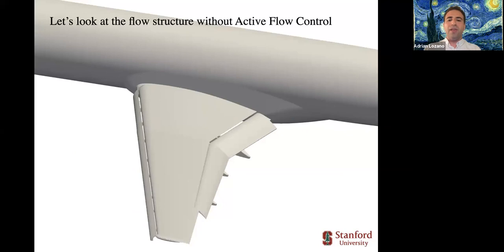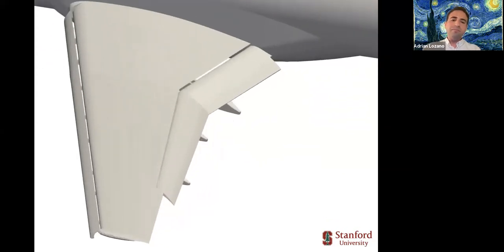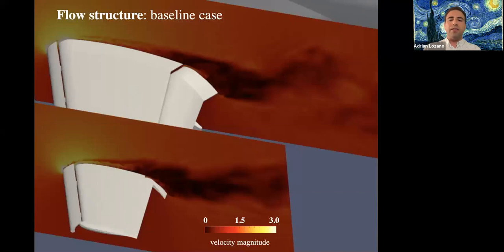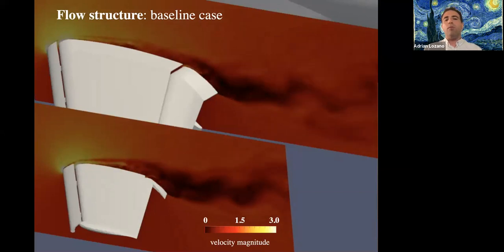So this is just a side view of the aircraft. I'm going to zoom in into the wing. And what I'm showing here right now is some snapshots of how the flow is evolving in time. So this is the result of my flow without any control. This is what I'm calling the baseline case. This is the one that I have shown before.